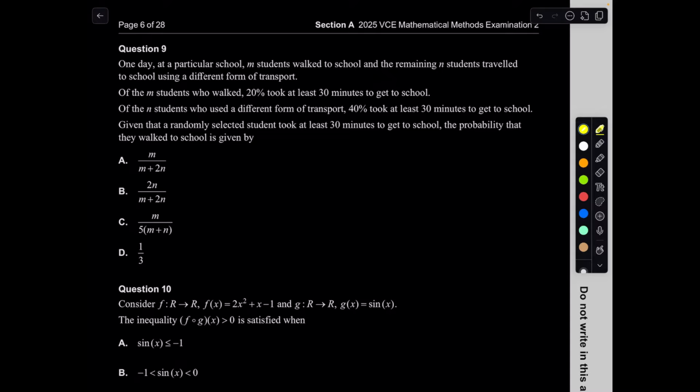This is conditional probability, as you can see just from the word "given". Now, the way I would approach this question, this is actually not hard. This is like a tree diagram question. It's a very easy tree diagram. What we can do is just draw a tree diagram to represent this.